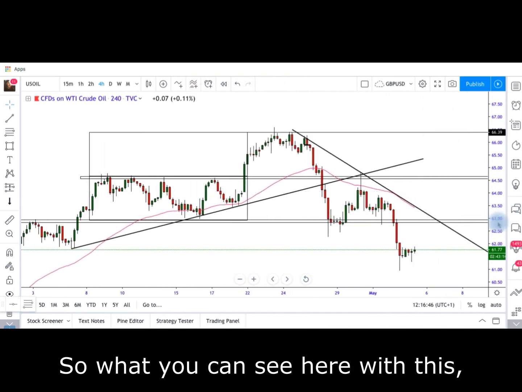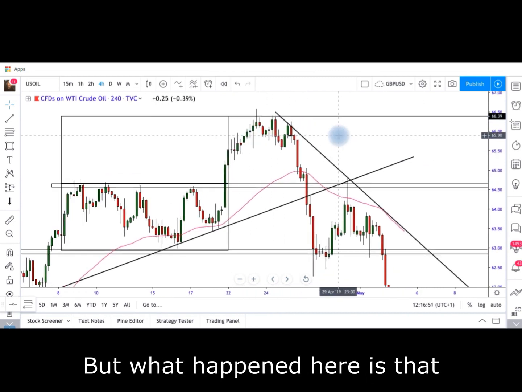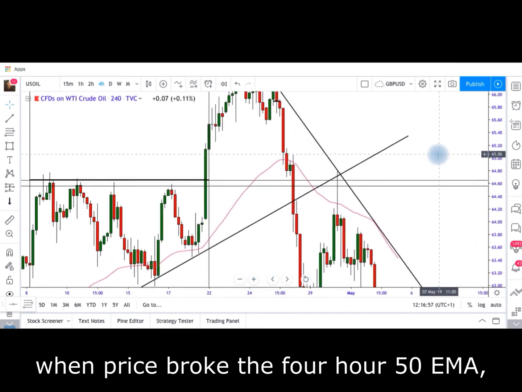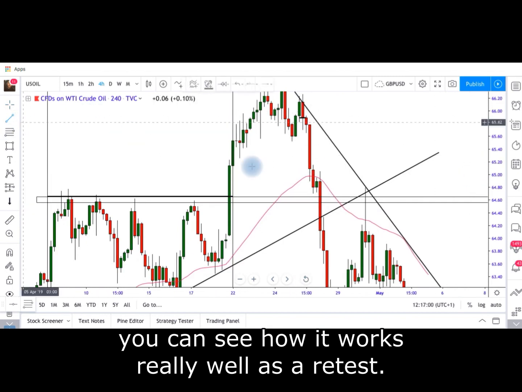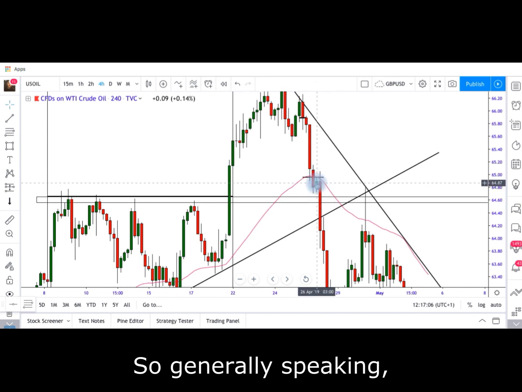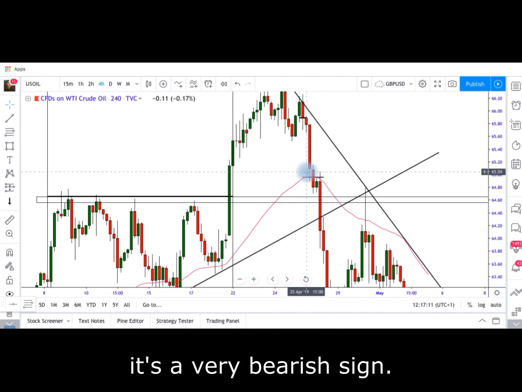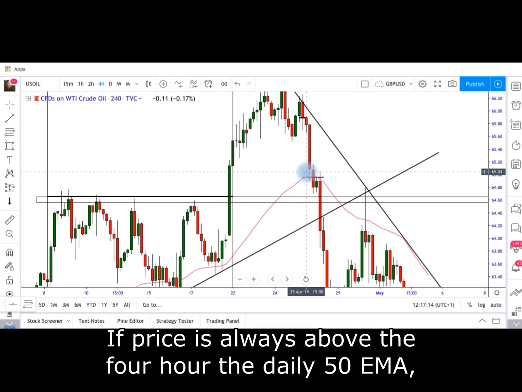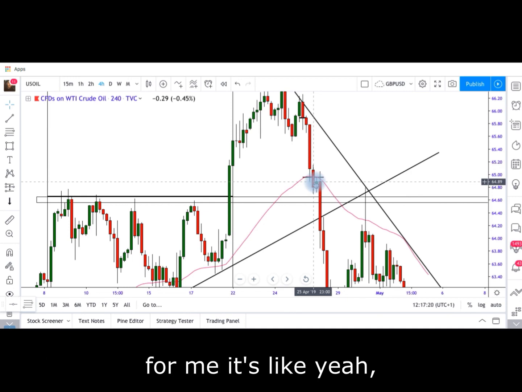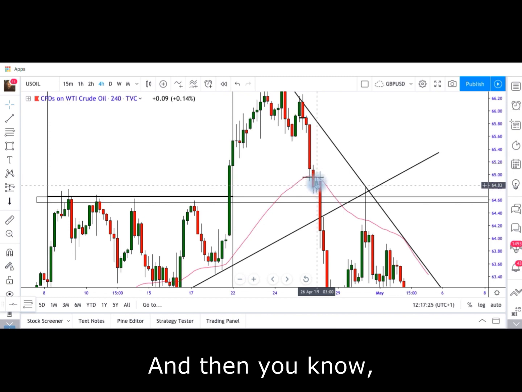So what you can see here, you can see in the market breakdown of all these sell-offs that I put in. So just watch that video first. But what happened here is that when price broke the 4-hour 50 EMA, you can see how it works really well as a retest. So if you mark this here, look, you can see how well it retests. So generally speaking, when it closes and breaks the 4-hour 50 EMA, it's a very bearish sign. If price is always above the 4-hour, the daily 50 EMA, I treat it as a very bullish signal. But the moment the 4-hour closes below, for me, it's like, yeah, this is definitely going to break. So therefore, what you could have done is mark this, and then you got this retest.